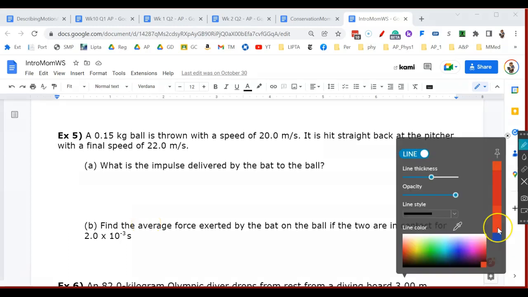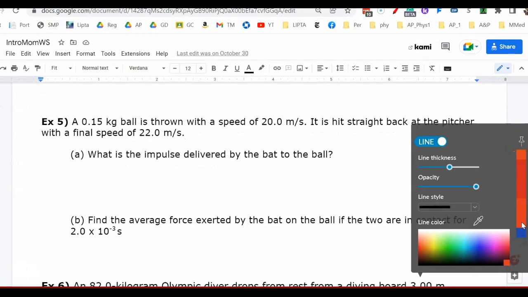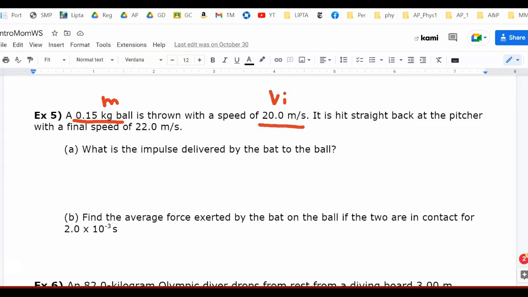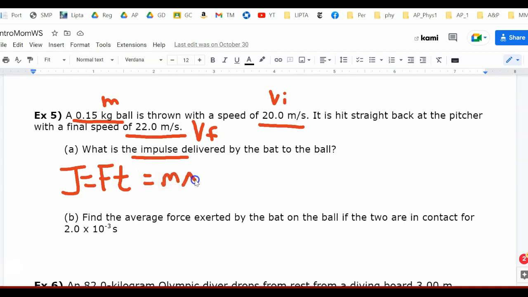Number 5. When we do problems like this, we always like to underline the information. A 0.15 kilogram ball, m, with a speed of Vi is hit straight back at the pitcher at 22, that would be Vf. What is the impulse? Impulse is just the force and the contact time, but I can't do anything with that because I wasn't given them. But I do know that Ft also equals m delta V.